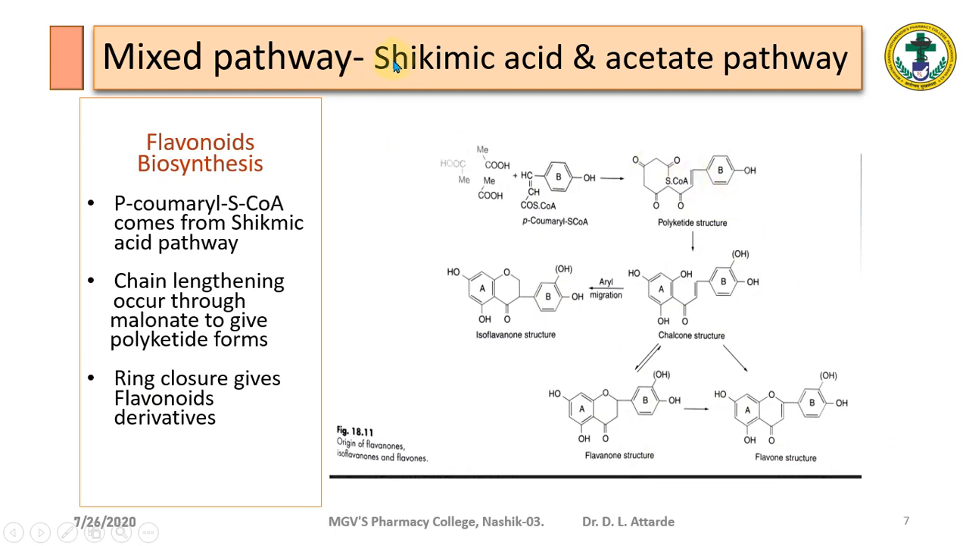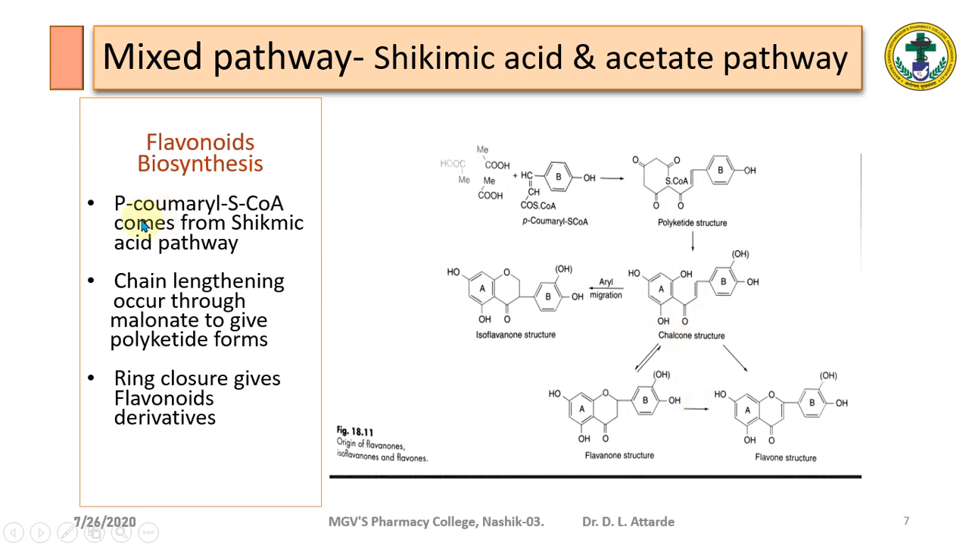Now, mixed pathway means shikimic acid and acetate pathway combined. This leads to the flavonoid biosynthesis. Flavonoids are nothing but C6, C3, C6 type of compound, meaning two benzene rings having 3 carbon intermediates. Such a type of compound is usually called a flavonoid skeleton. The intermediate C3 may form a ring closure, or it may remain an open chain like a chalcone. So here the chalcone structure is shown, where one C6 ring, a second C6 ring or benzene ring, with these 3 intermediate carbons is shown.